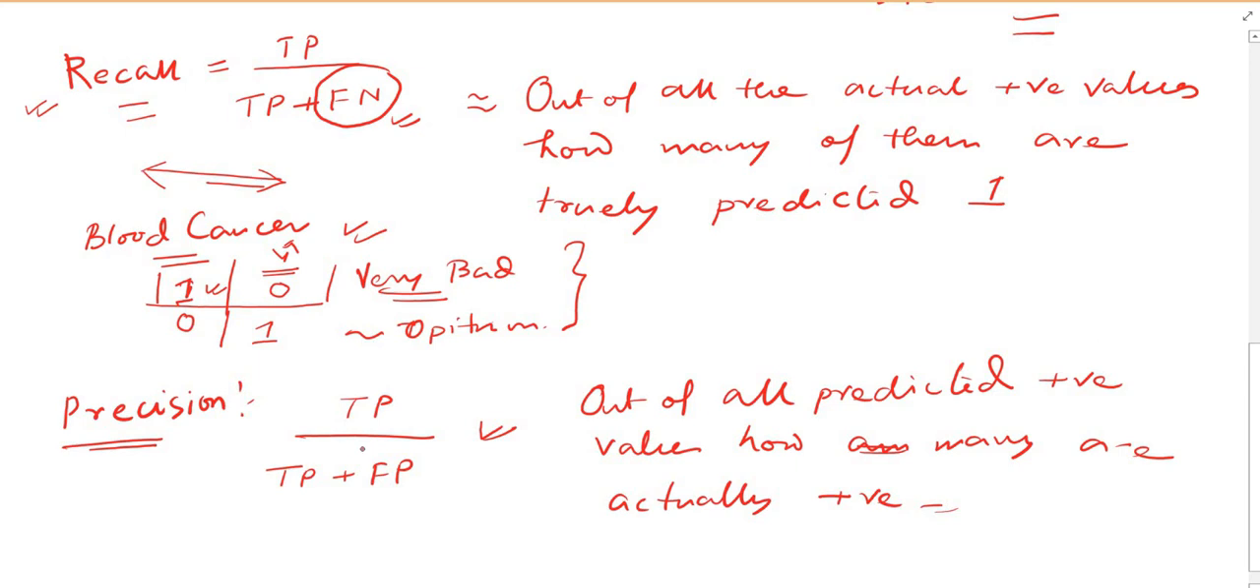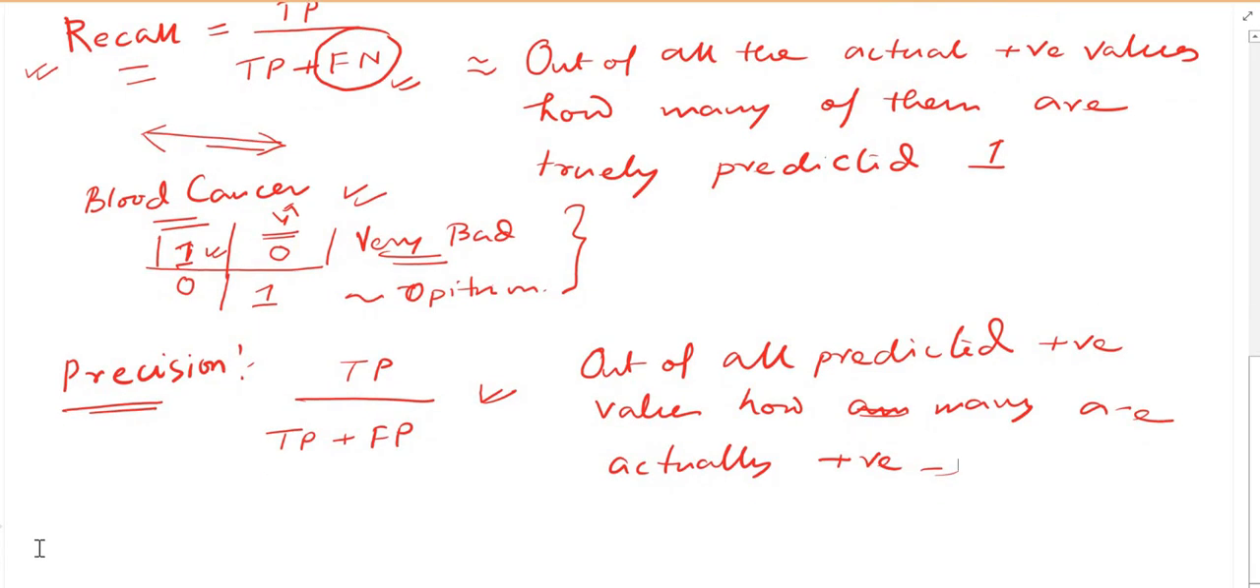Let's consider one example where this is very important, where we will focus on the precision parameter. Suppose we are doing a spam classification. In this case, we will rely more on the precision, because we want to know, out of all predicted positive values, how many are actually positive.